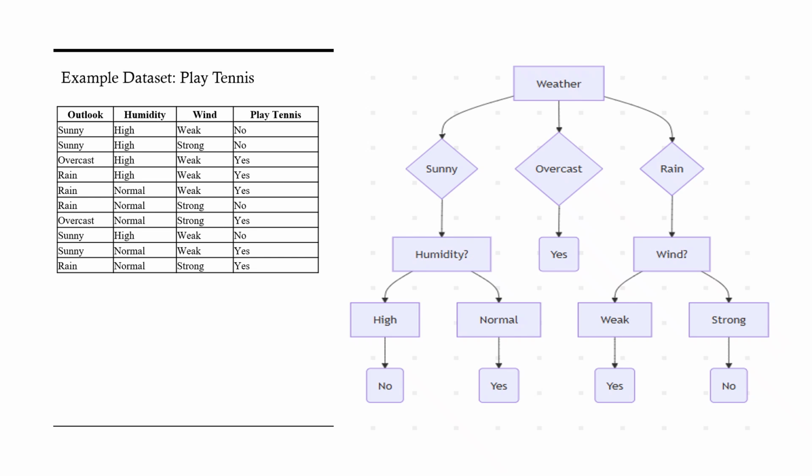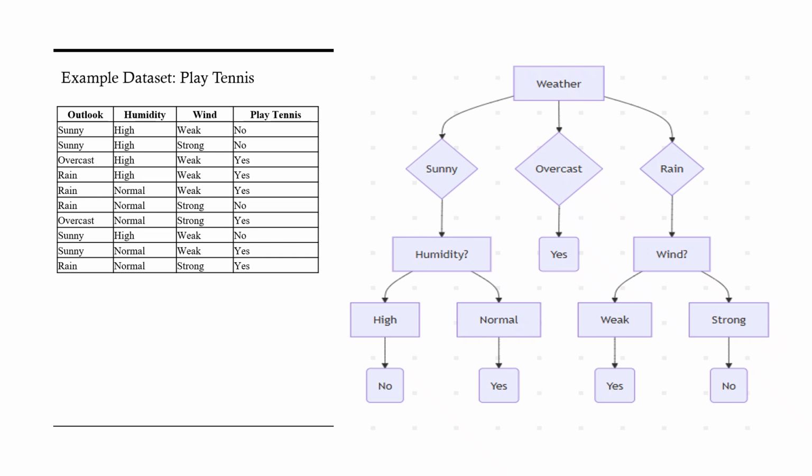Rain, normal humidity and the wind is weak, and you can go for playing tennis. Rain, normal humidity and the wind is strong, in that case, we can't go for playing tennis. Overcast, normal humidity and the wind is strong, then we can go for playing tennis. Sunny, if the humidity level is high and the wind is weak, no. And outlook is sunny and the humidity is normal, wind is weak, we can go for playing tennis. Rain, normal humidity and strong wind, then you can go for playing tennis.